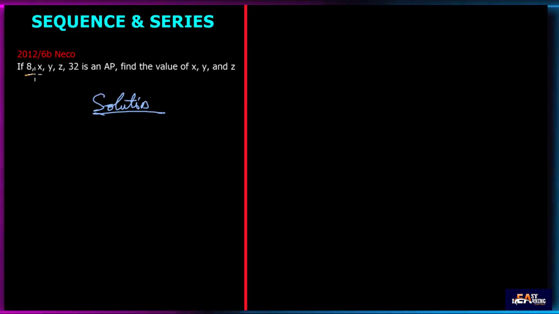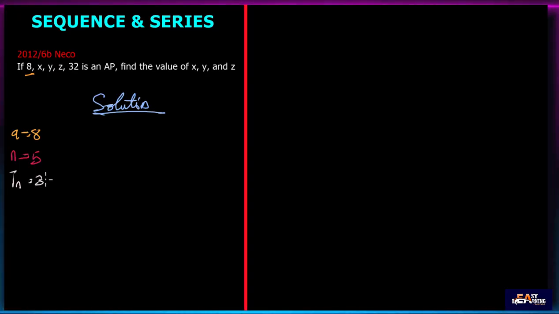Now, 8 is the first term, so A is the first term. The number of terms here is how many? 1, 2, 3, 4, 5. So n is 5. The last term there is 32, so that is Tn, T subscript n equals 32. The common difference D is not known.